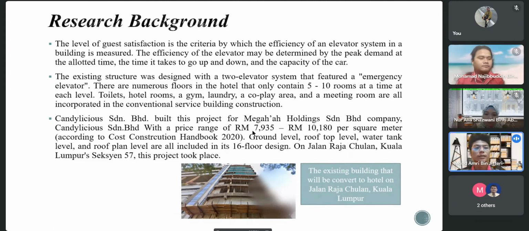The next research background is Can Delicious Sendirian Berhad built this project for Mega A Holding Sendirian Berhad, with a price range of RM7,935 to RM10,180 per square meter, according to the Construction Cost Handbook 2020. Ground level, rooftop level, water tank level, and roof plan level are all included in its 16 floor design on Jalan Raja Chulan, Kuala Lumpur, Section 57. This project took place.